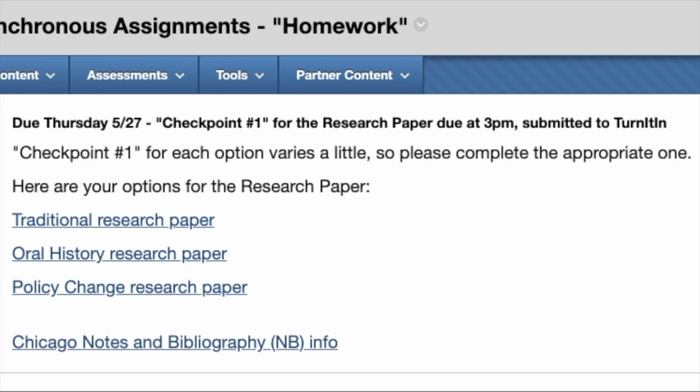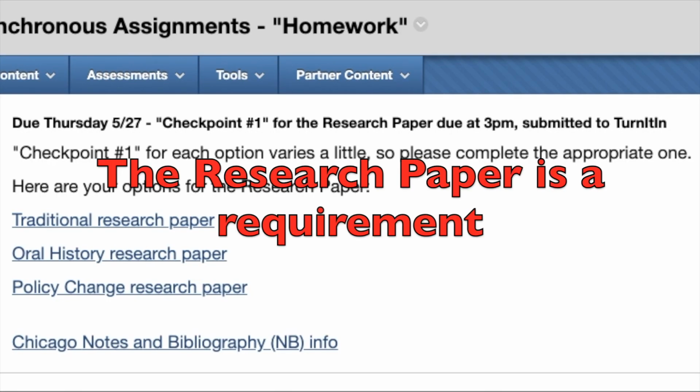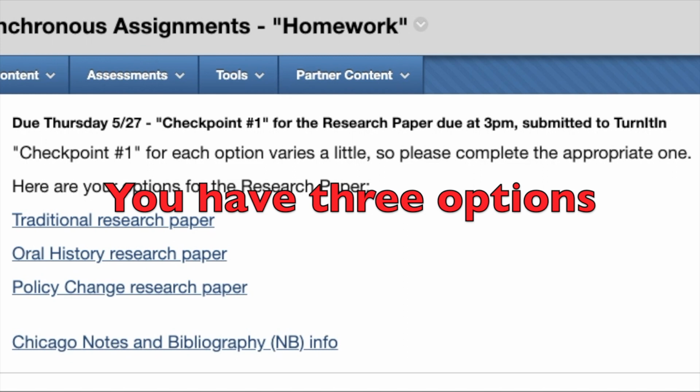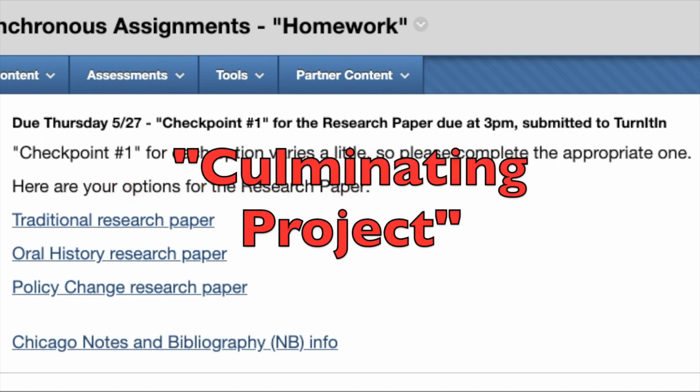According to the school district, every Lower Merion High School student is required to write a research paper each year in their social studies class. This year, in AP US History, you will get to choose from 3 types of research papers. The research paper will be considered the culminating project for the year as well.